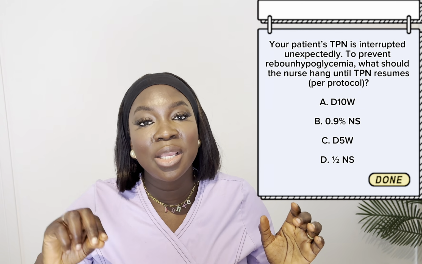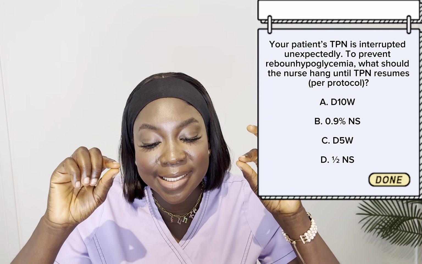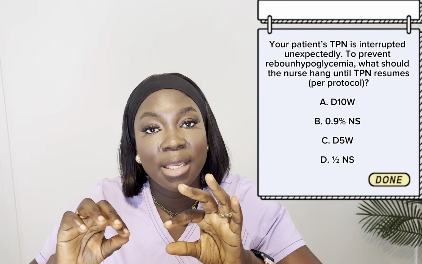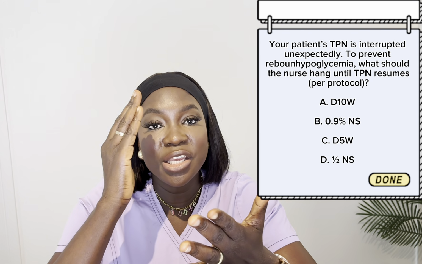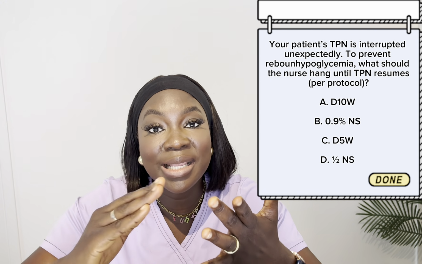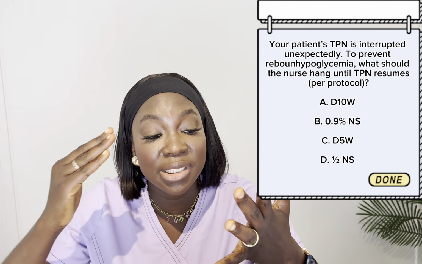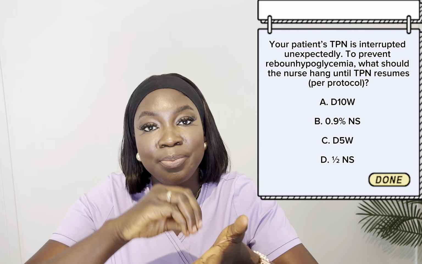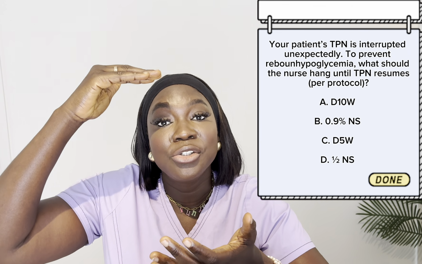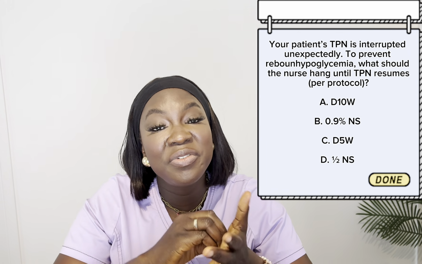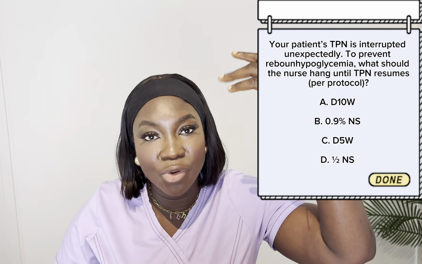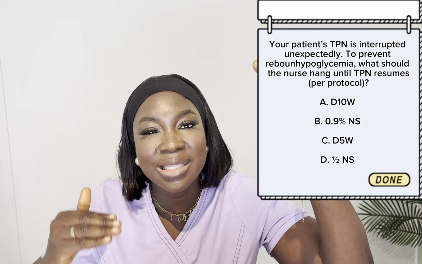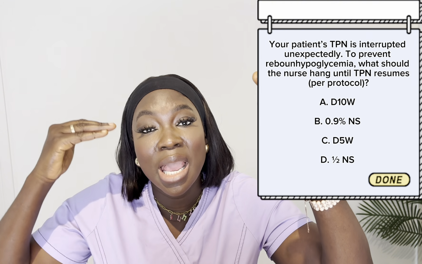Look at what's happening here. The patient is on TPN, total parenteral nutrition, and it's interrupted unexpectedly, suddenly, right? That means the nutrition stops suddenly. Now, to prevent rebound hypoglycemia, because the TPN is no longer running, give them 10% dextrose in water, right? Which is A. Why? Because 10% dextrose in water contains a high sugar level. So to prevent hypoglycemia, we are giving them another fluid until the TPN resumes, another fluid that can act like the TPN, that contains high sugar.